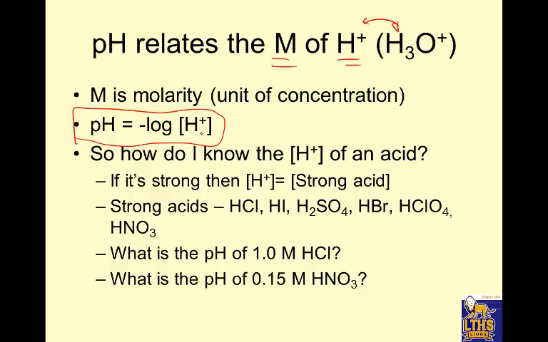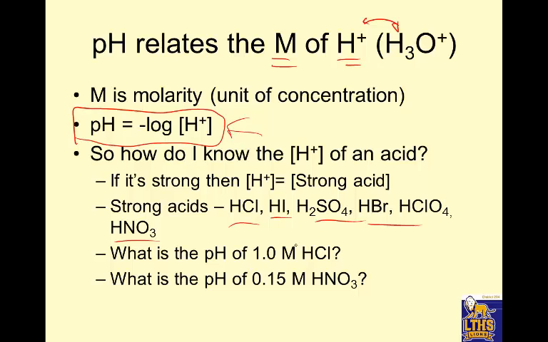So how do I know the hydrogen ion concentration of an acid? Well, if it's a strong acid, then every single particle of that acid breaks into ions. Remember, strong means it breaks apart, totally ionizes. So if you know the concentration of the strong acid, you know the concentration of H+ because all the strong acid turns into H+. Memorize these six strong acids. So we can figure out the pH of a strong acid by using this formula.